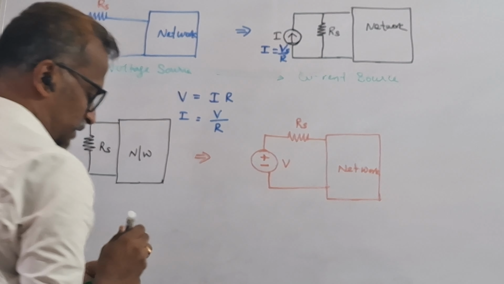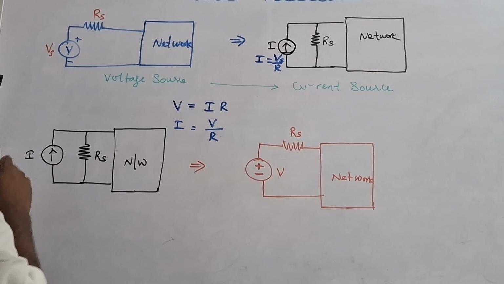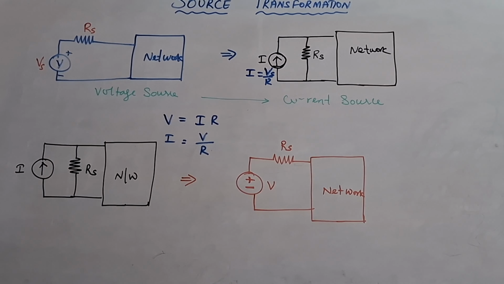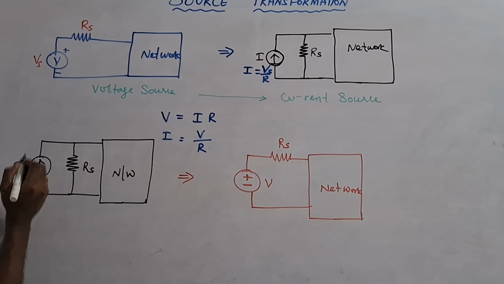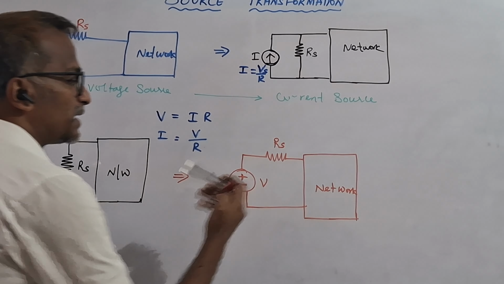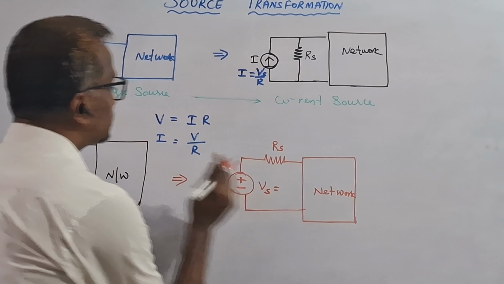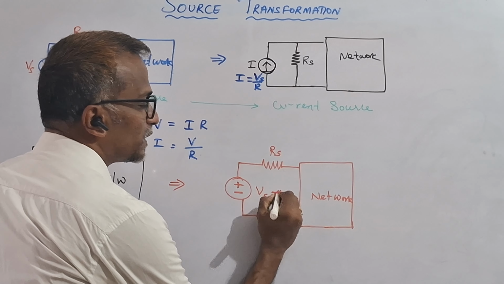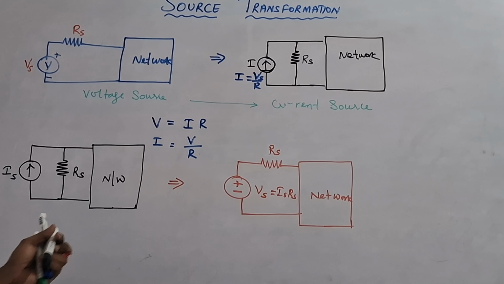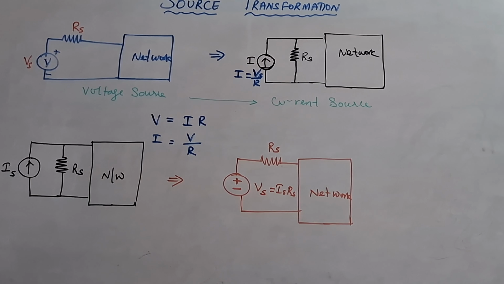Similarly, this current I we can consider as the supply current, Is. Now I am going to write the supply voltage Vs. As per Ohm's law, Vs is equal to Is into Rs. So likewise we have to do it.